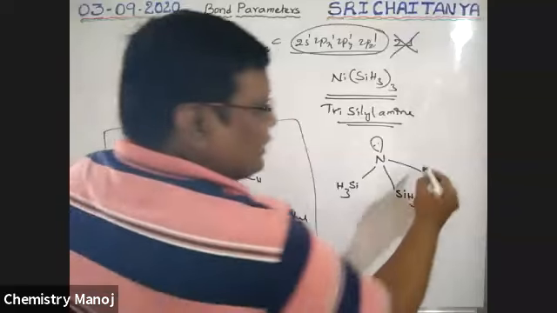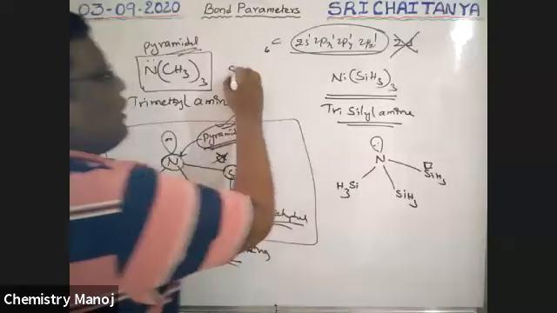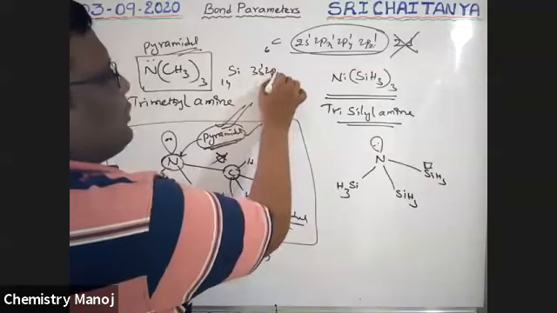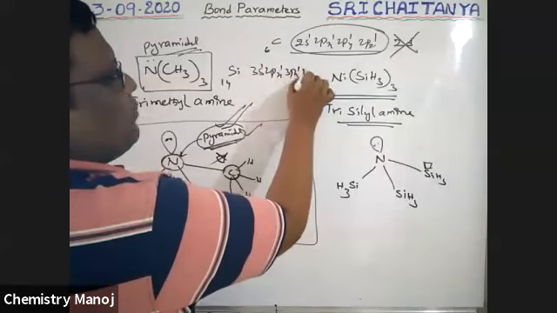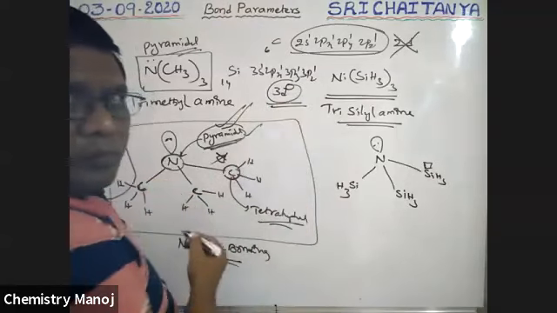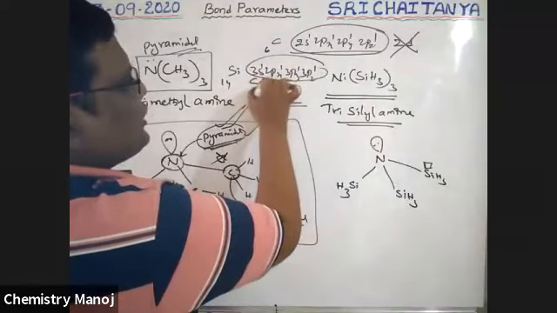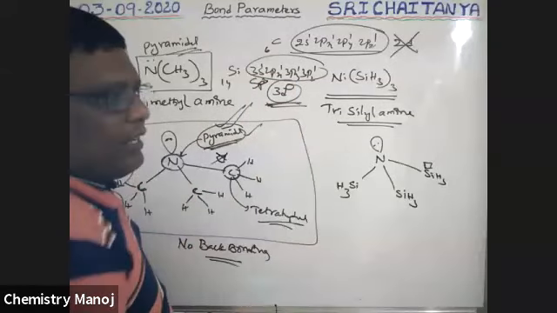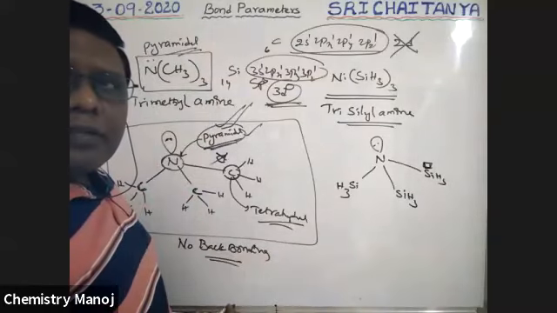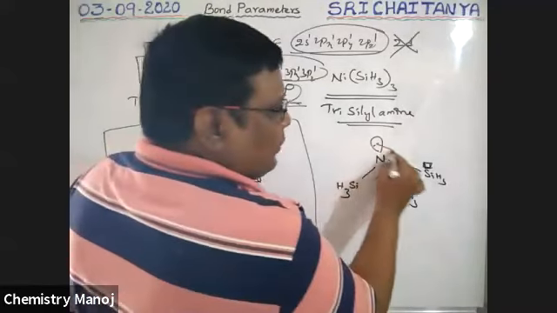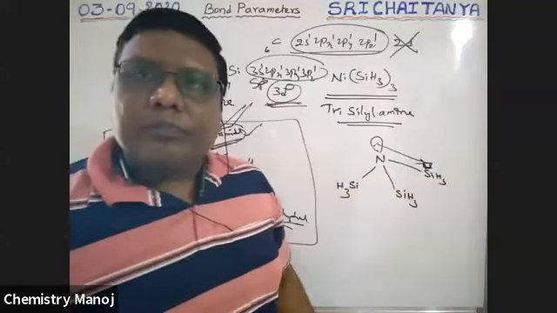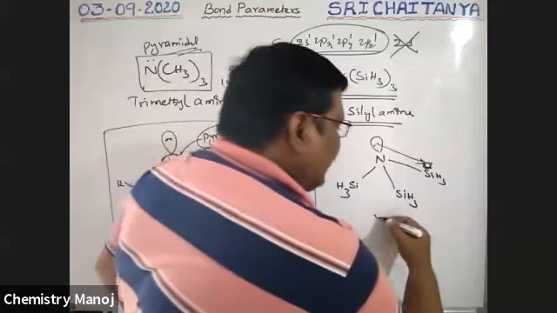Nitrogen has a lone pair, and silicon has an empty orbital, boys. Observe yourself: silicon, atomic number 14, is 3s1, 3px1, 3py1, 3pz1, and the 3d orbitals are there, which are empty. These four are involved in sp3 hybridization, but the d orbitals remain empty. Therefore, silicon has empty orbitals. Because of that empty orbital, the lone pair is donated from nitrogen to silicon. That means back bonding is possible here.